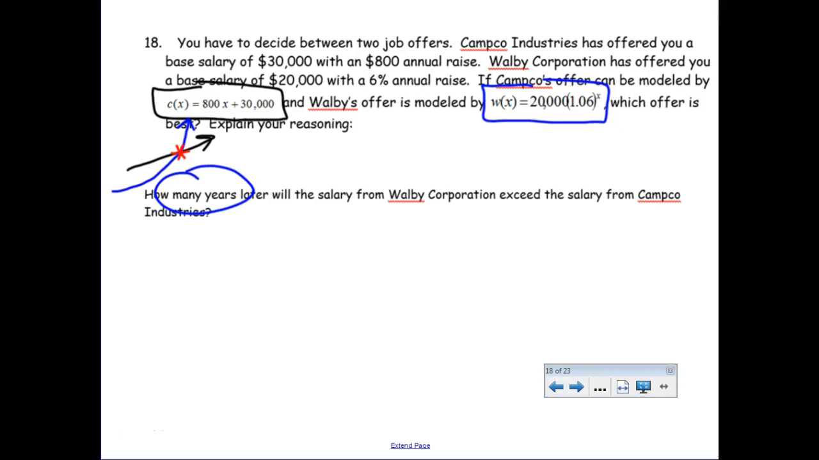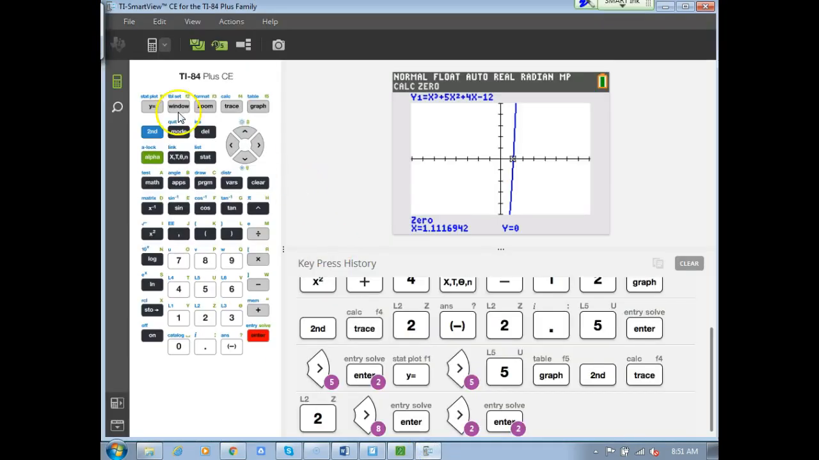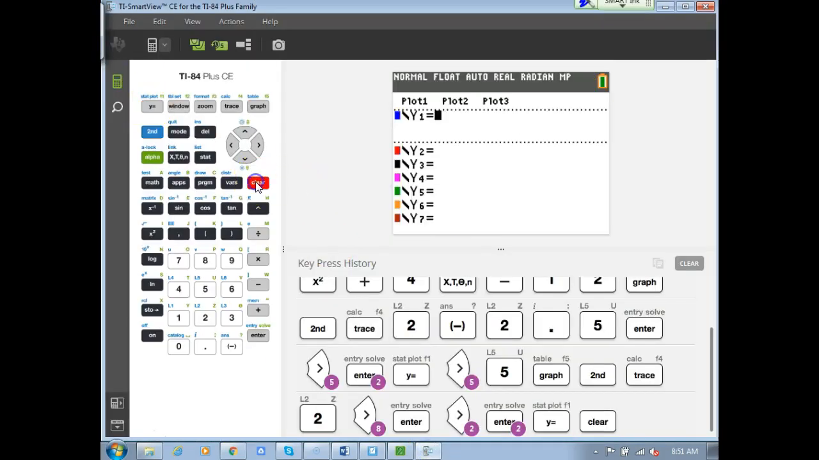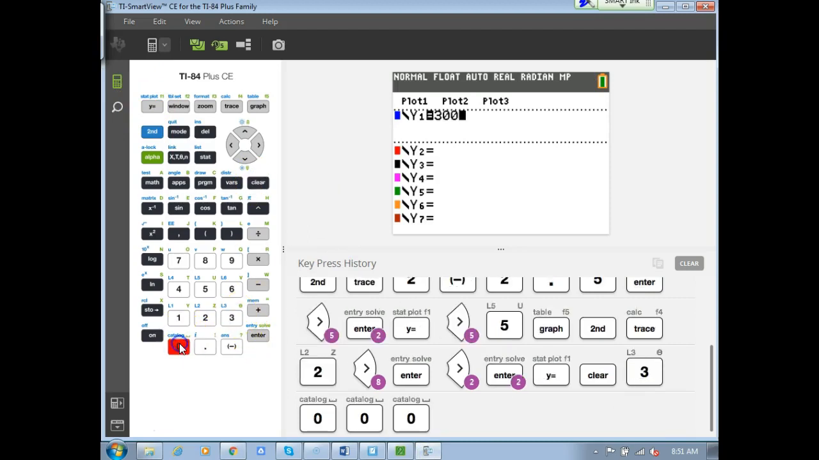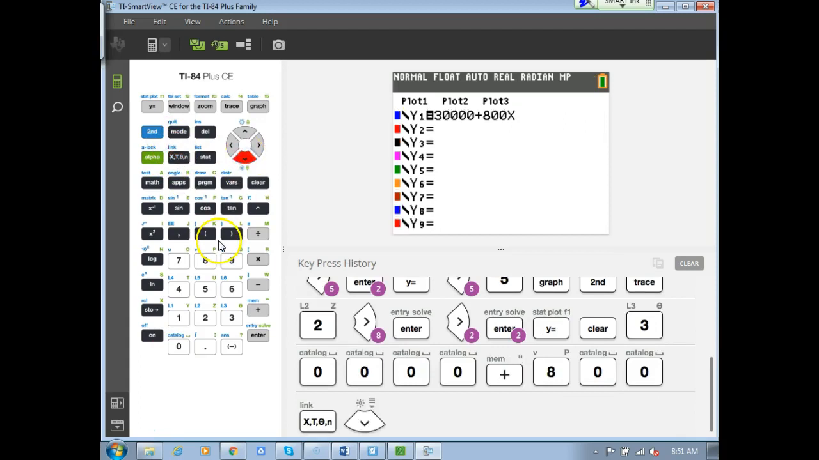So I know Walby pays less money for the first couple of years, but we need to figure out the point where one overtakes the other. Now you typically solve this by looking at the tables and comparing them, but I'm going to show you another method, and I think you might enjoy it. On your graphing calculator and your graphing screen, program your two functions. It was 30,000 plus 800x, I think. Just type carefully. And you don't have to use the graphing option. If you want to keep using the table, you sure can.